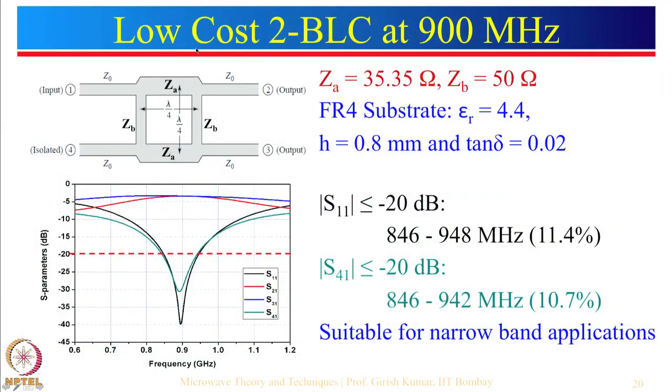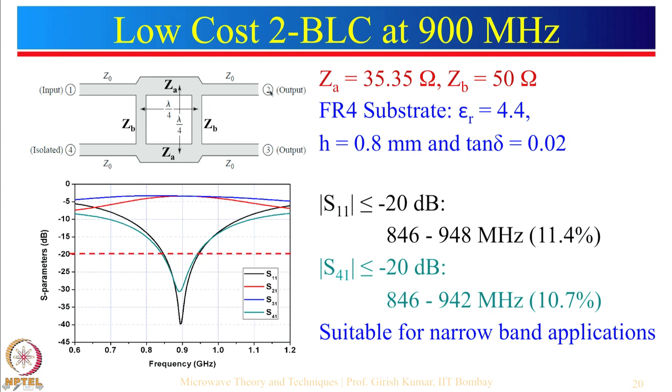Okay? So, let us see over here now, this is again the same 2 branch coupler. So, we know that this is 35.35 ohm, this is 50 ohm. For 35.35 ohm, you can see that the width is large here. For 50 ohm, this width is relatively small. We have used a low cost substrate, which is FR4 substrate, also known as glass epoxy substrate. So, these are the parameters and these are the plots.